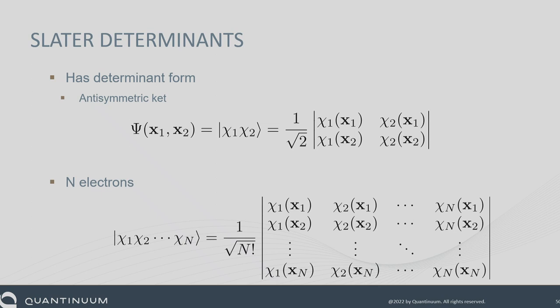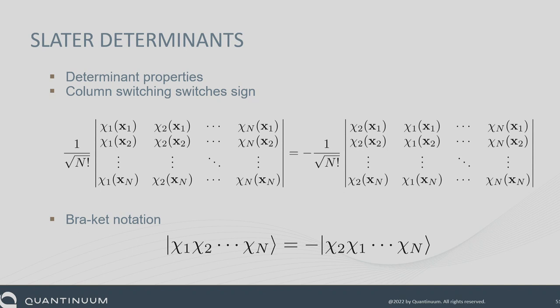Okay, so what this is showing is that we have this single electron picture wave function, this product wave function, but it can actually account for the anti-symmetry. So you can see here, as you exchange the columns, you get the sign flipping. And exchanging the columns is equivalent to exchanging the electrons. I have this bra-ket notation.